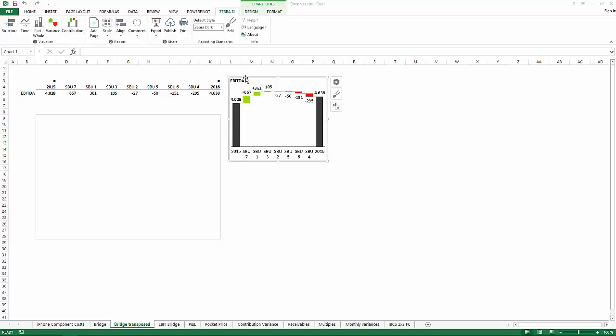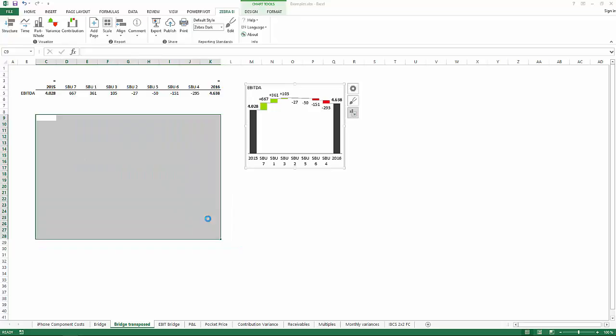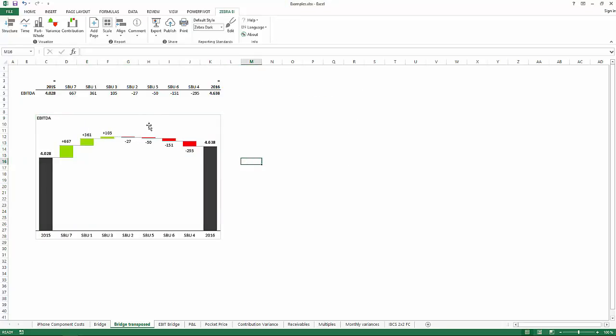So Zebra BI always detects all the elements and the orientation of your source data and things like that. So now I will just move this chart here, okay? And just to show you how you can grow your chart.